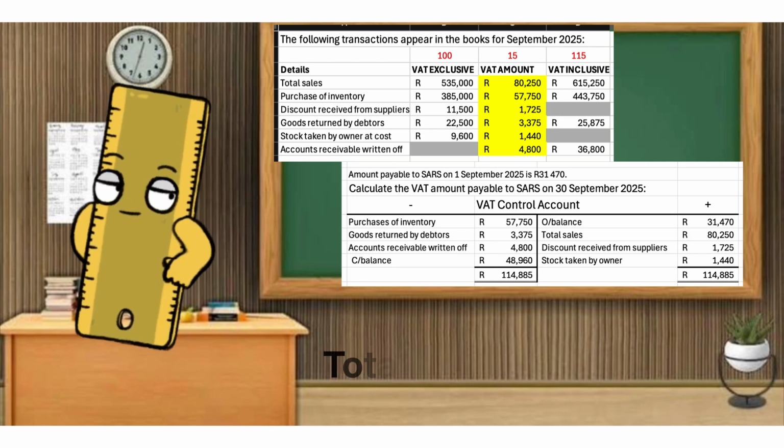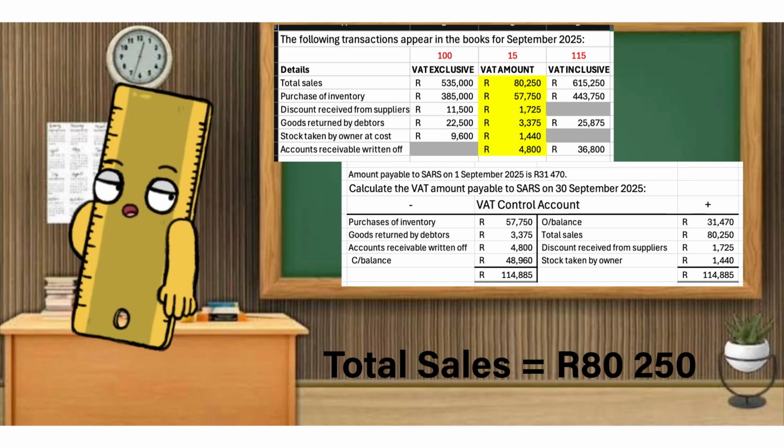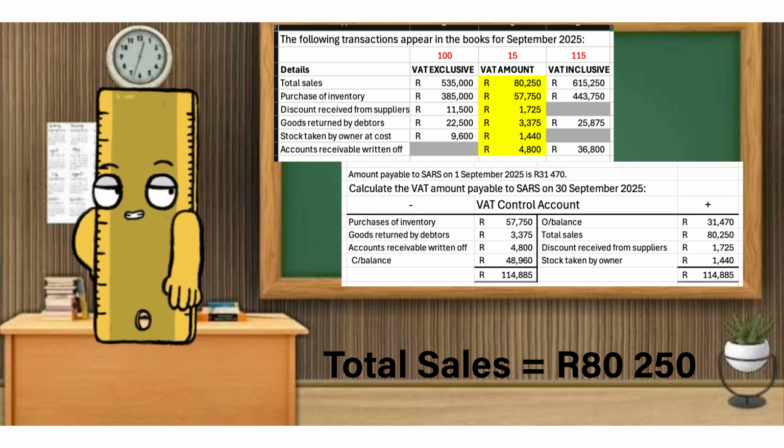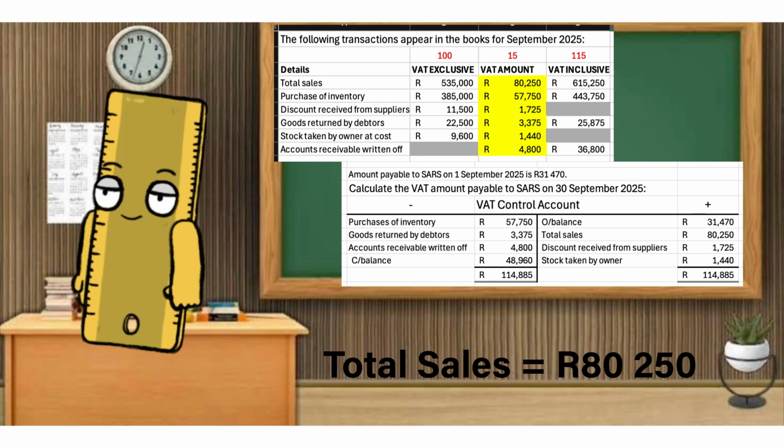Total sales amounted 80250. This is the biggest one. It's the VAT we charged on everything we sold. The money came from our customers, so we owe it to SARS.